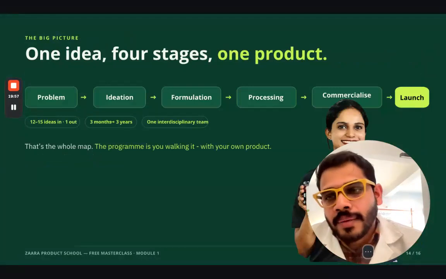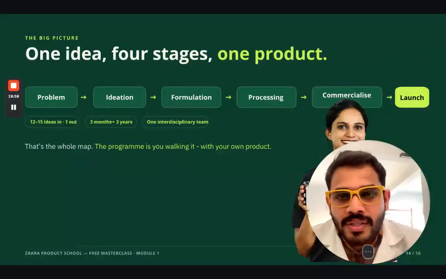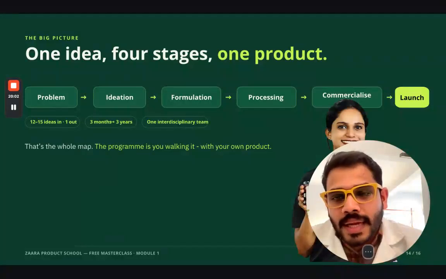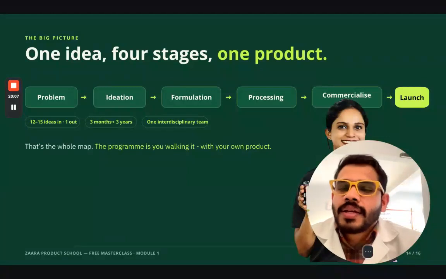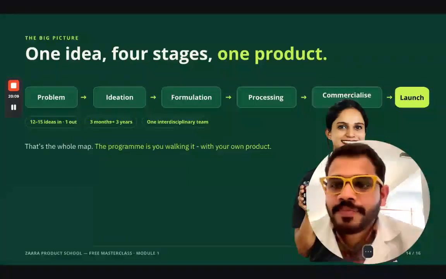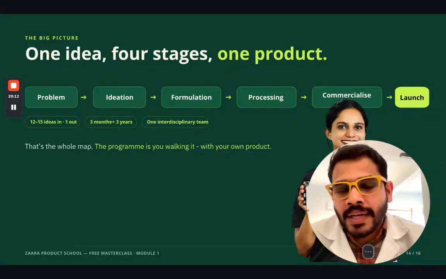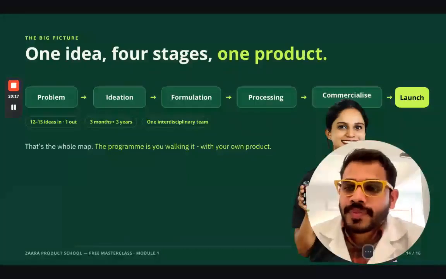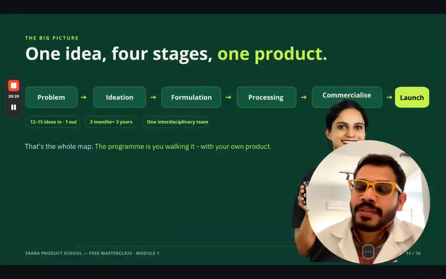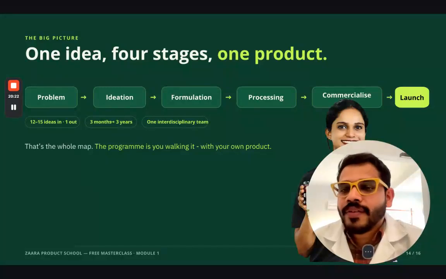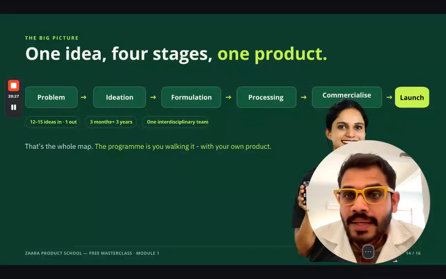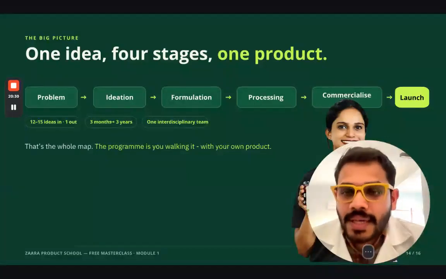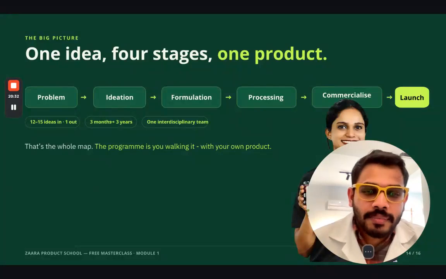So this is the big picture: one idea, four stages, one product. Product development: problem, ideation, formulation, processing, commercialization, and launch. In the upcoming chapters we will discuss in detail how we can develop each stage, even ideation, how to analyze the problem with relevant case studies. And we guarantee that if you have no idea in your mind currently, we will help you identify the problems and open you to think about those perspectives. That is the way to develop such projects for the market.